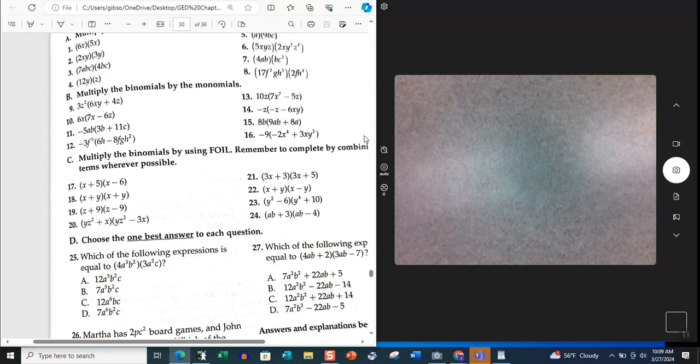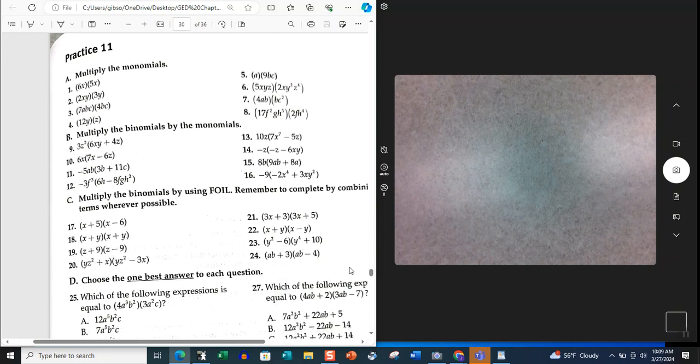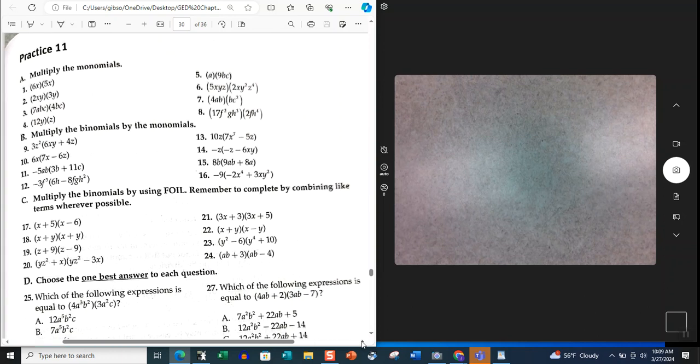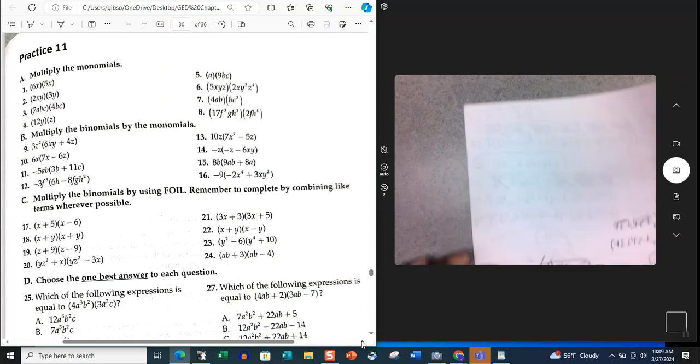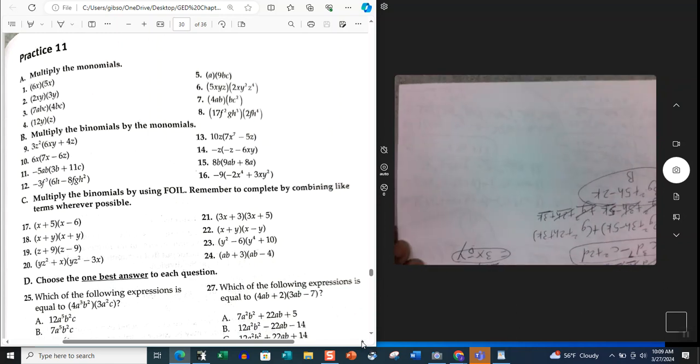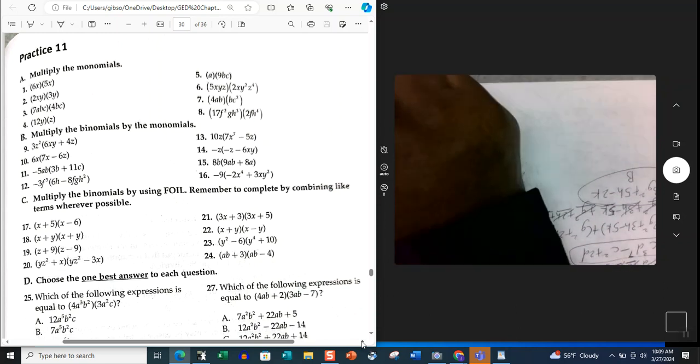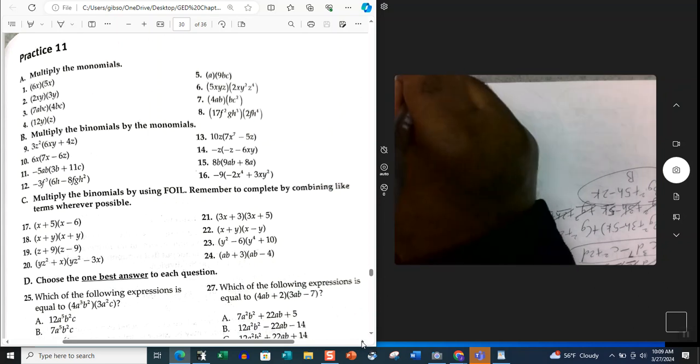Okay, so I may do considerably more problems with this than I did in the previous lessons on 10. So let's go ahead. So number 1, it says multiply the monomials.